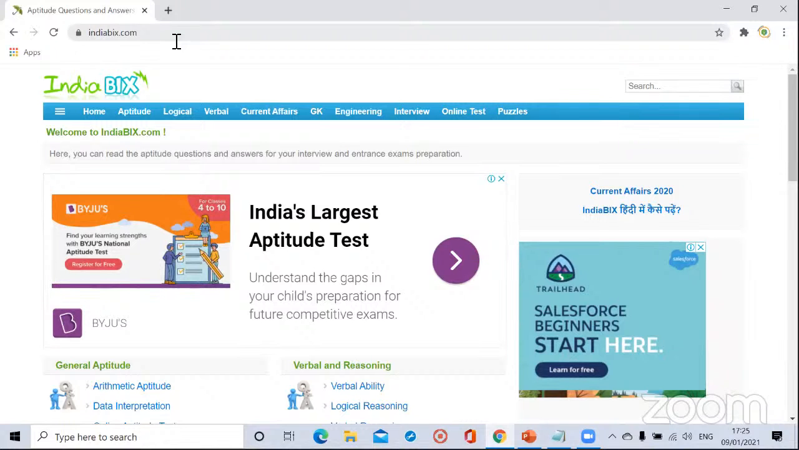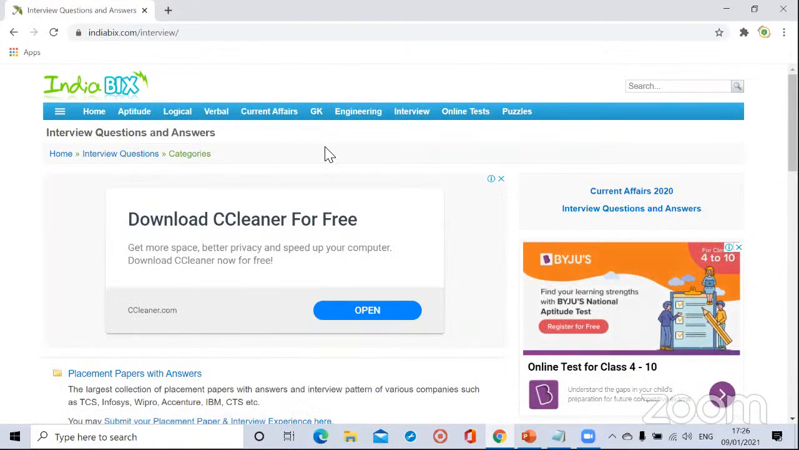This is the website where you can get all the questions which can come in the exam. This is the aptitude section, logical, verbal, current affairs, GK, even engineering technical questions, interview questions, along with the experiences of the people who have gone through numerous interviews.